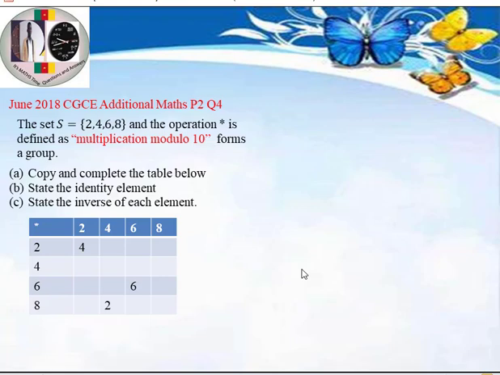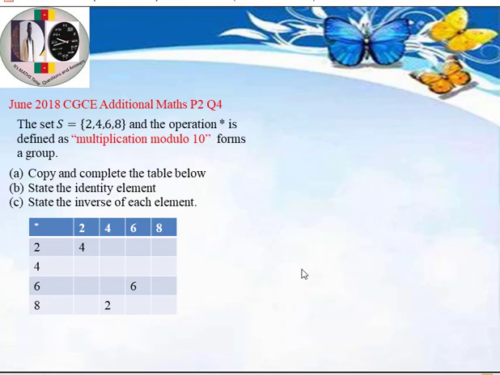If you don't know yet what we mean by forming a group, you can check one of my videos on my channel, Math Time Question and Answers, where we talk about binary operations. It is all about groups, identity elements, inverses, and the laws for groups like closure, association, and so on, which are well explained there. So for the purpose of this video, we'll just stick to the question and answer it. The question says: copy and complete the table below; B says state the identity element; C says state the inverse of each element.